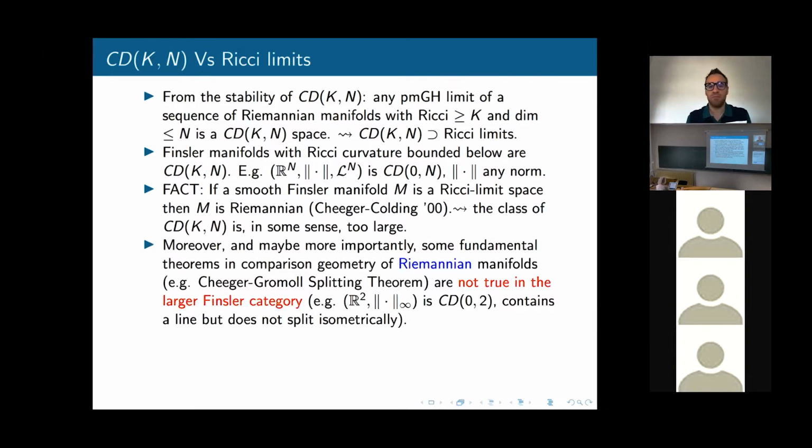In addition to that, maybe you can say, well, it contains more objects, but I can prove theorems and I'm happy enough, and this would not cause too many troubles. But more importantly, some fundamental theorems in comparison geometry of Riemannian manifolds are not true in the larger Finsler category. Let me, for instance, mention the famous, celebrated and super important splitting theorem by Cheeger-Gromoll. This fails in the Finsler category.